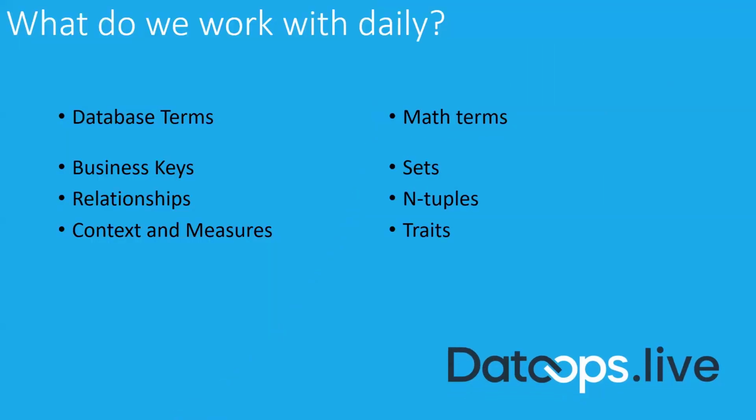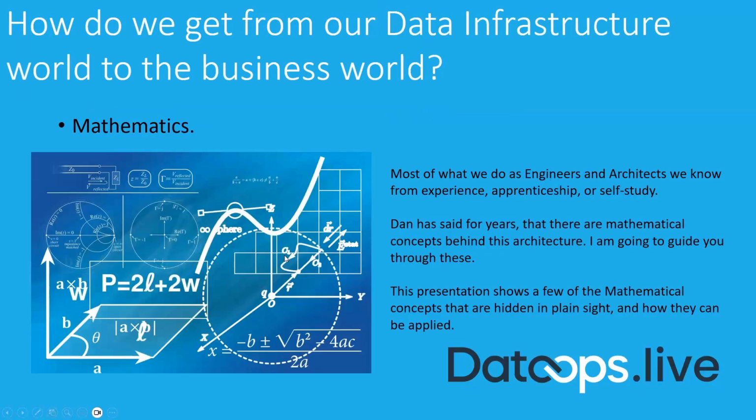A lot of the stuff that we work with daily has database terms: business keys, relationships, context and measures. In mathematical terms, these are sets, tuples, and traits. And these are the easy parts. How do we get from our data infrastructure to the business world? I'm going to show that there is an opportunity to use the mathematical world to make that transition, and that by doing that, the transition becomes a little bit easier.